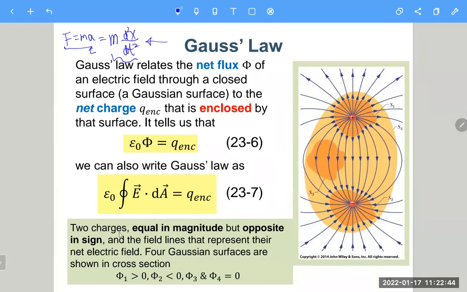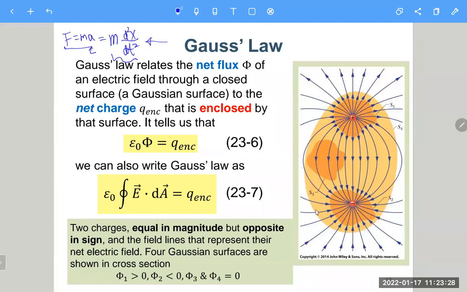So here it says two charges equal in magnitude but opposite in sign. And the field lines that represent the net electric field for the Gaussian surfaces are shown in the cross section. So for the first one, phi1 means the net flux for S1 is positive. And similarly for S2, this is the Gaussian surface enclosing only the negative charge. So you can simply imagine that this is negative, this is positive. So this one should be negative. So phi2 is negative for S2.